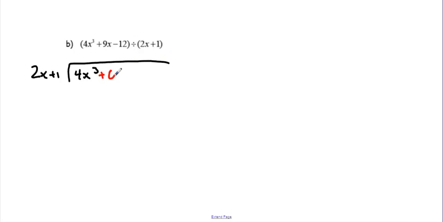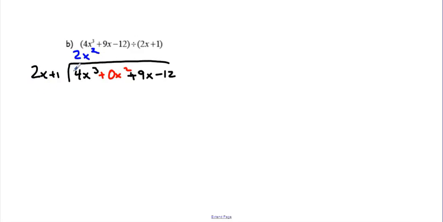plus 0x squared plus 9x minus 12. Okay. So, start the same way that you started before. What are we going to multiply 2x by to get 4x cubed? And as I told you in class today, it's 2x squared.